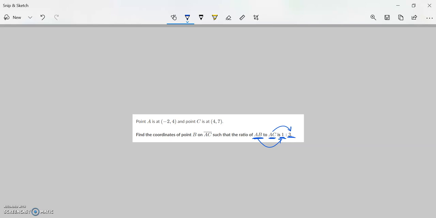So let's do our x coordinate first. So let's do a number line. Here is 0, and our A is at -2, so 1, 2. And then C is at 4. So from A to C, we are moving 1, 2, 3, 4, 5, 6 units over.